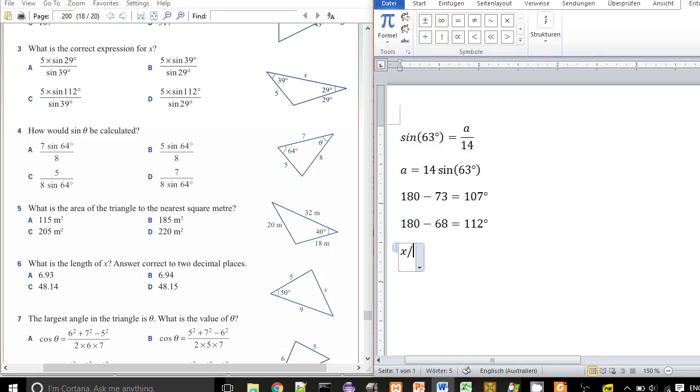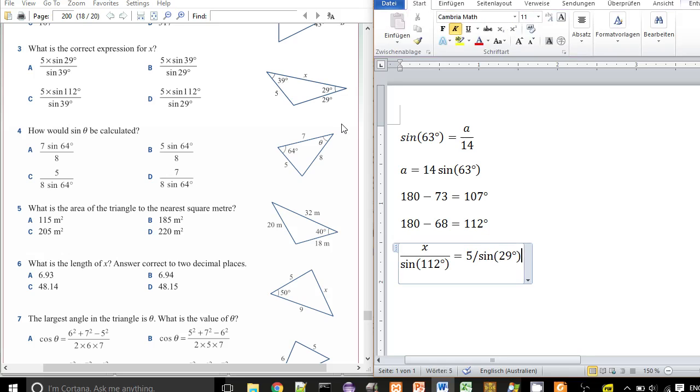So in fact, let's do the formula. X over sine 112 equals another side. Why does that say 29 degrees? Again, I think it's a typo. We don't know that length, so we have to go with 5 over sine 29. Okay, good. Oops, I don't know what I just did.